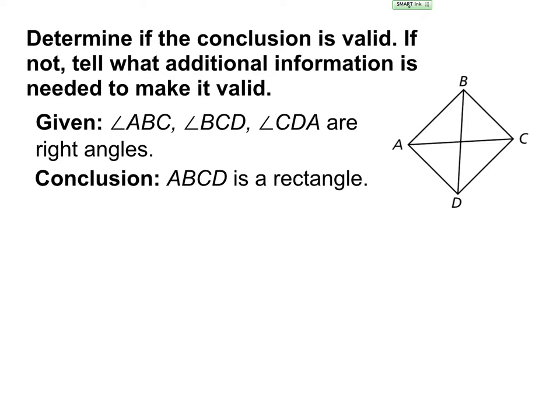All right, the directions here say determine if the conclusion is valid. So is it correct? Is it valid to determine that this is a rectangle based upon what we're given? Okay, if not, tell additional information that we would need. Okay, let's try and mark this up a little bit. Angle ABC is a right angle. BCD is a right angle. CDA is a right angle. Is that enough to conclude it's a rectangle?